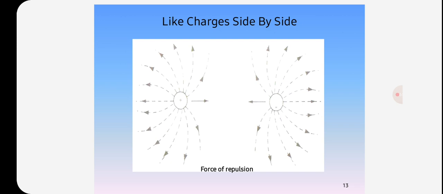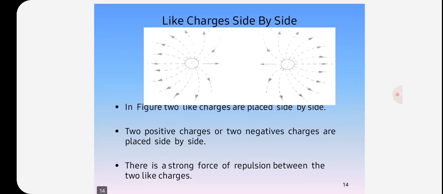Like charges side by side. So, force of repulsion. In the case of any two positive charges, there is repulsion, and the same also for two negative charges, which will also have a force of repulsion. In the figure, two like charges are placed side by side, two positive charges or two negative charges. There is a strong force of repulsion between the two like charges.